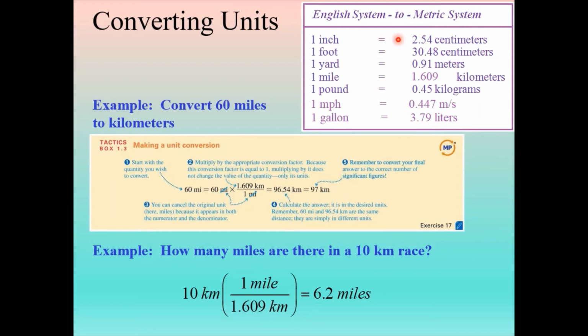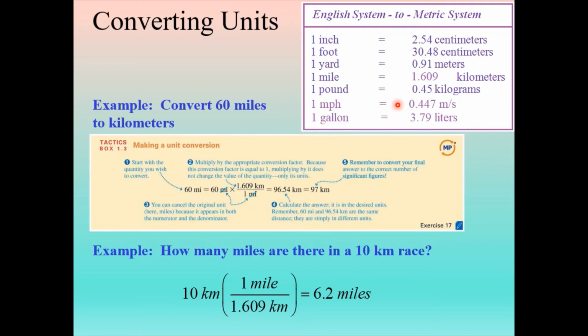So, for example, 1 inch is equivalent to 2.54 centimeters. 1 foot is equal to 30.48 centimeters. 1 yard is 0.91 meters, and 1 mile is 1.609 kilometers. Also, for mass, the English system uses pounds. That will be converted. 1 pound is equivalent to 0.45 kilograms. And we can even convert something like miles per hour, a measurement of speed, to its metric equivalent: 1 mile per hour is the same as 0.447 meters per second.